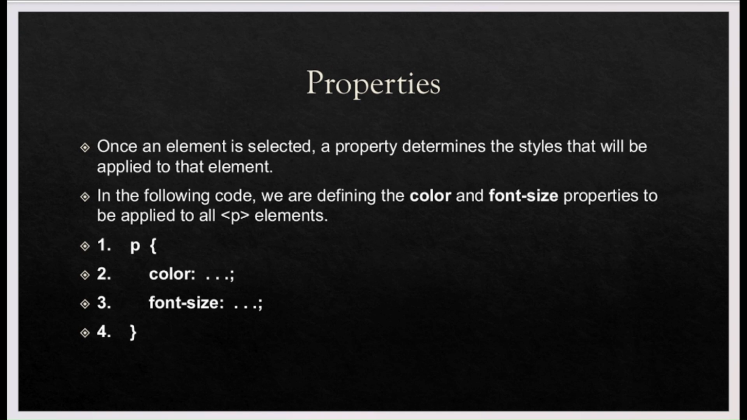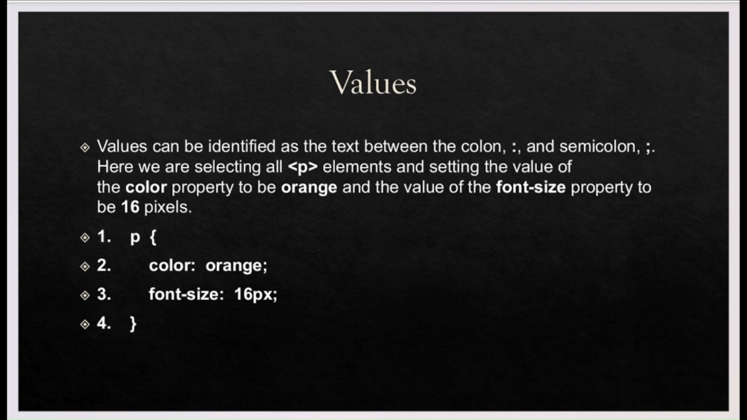Now coming to properties. Once an element is selected, a property determines the styles that will be applied to that element. In the following code, we are defining the color and font size properties to be applied to all P elements. The example can be as shown here. Values. So what are values? Values can be identified as the text between the colon and semicolon. Here we are selecting all P elements and setting the value of the color property to be orange and the value of the font size property to be 16 pixel. You can see here we are writing the values inside curly brackets.